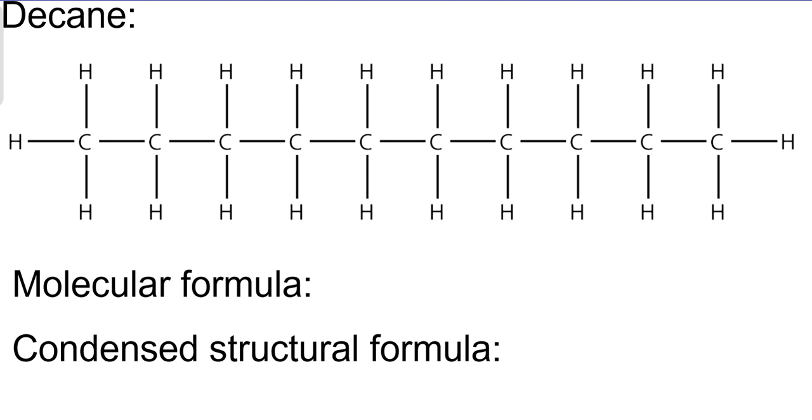Let's take a look at our first alkane molecule here. So this is decane. Gets its name because it's got 1, 2, 3, 4, 5, 6, 7, 8, 9, 10 carbons in there. So dec is the prefix for 10. And you've got a list of those coming up once we get into the names.